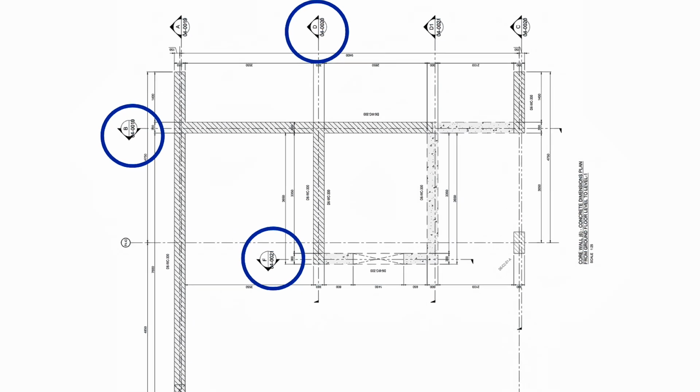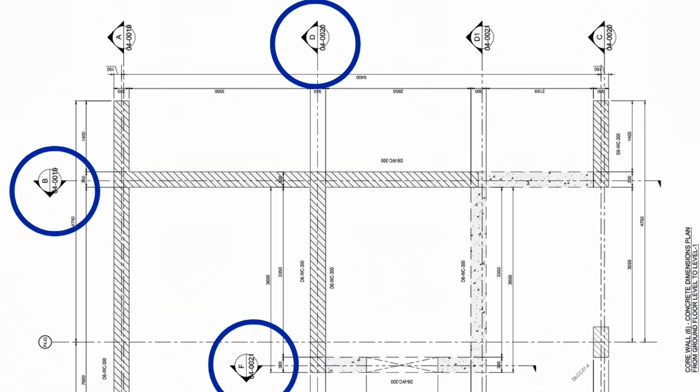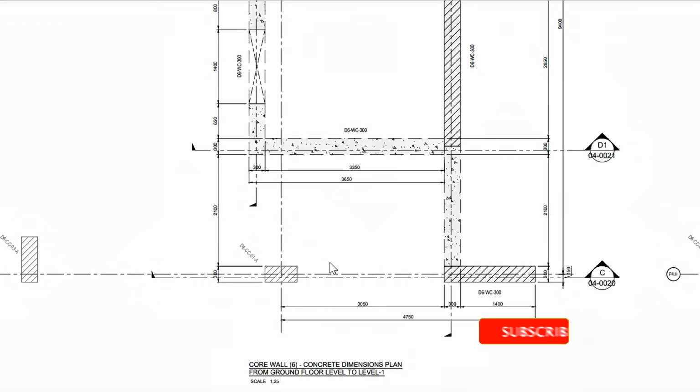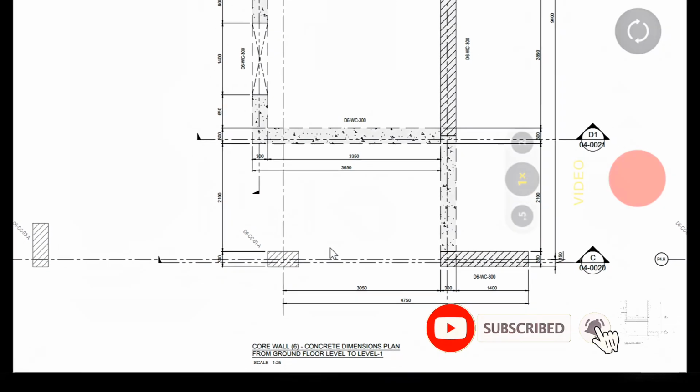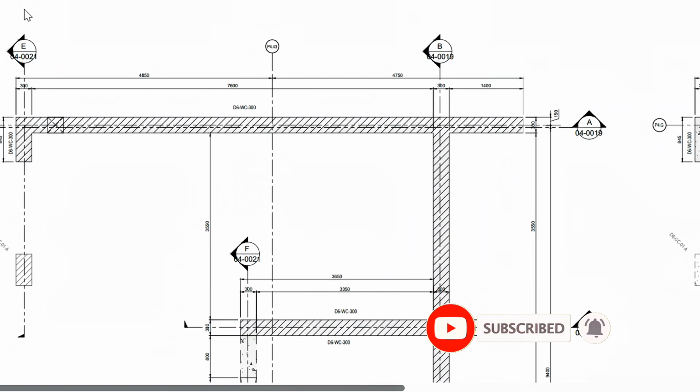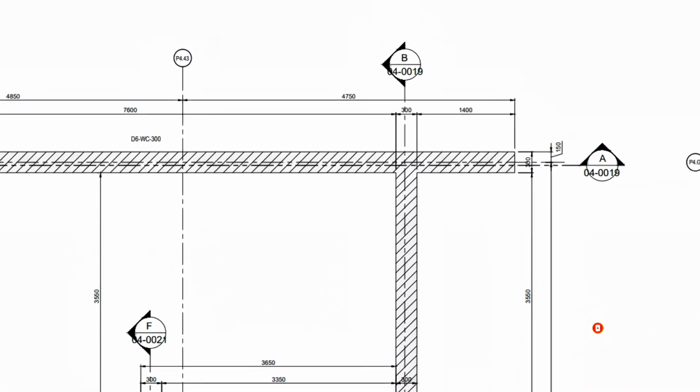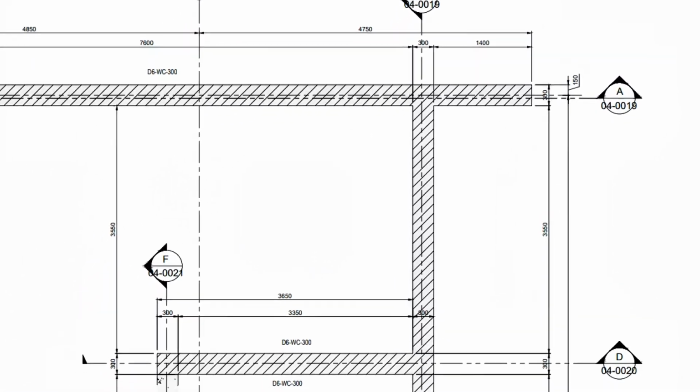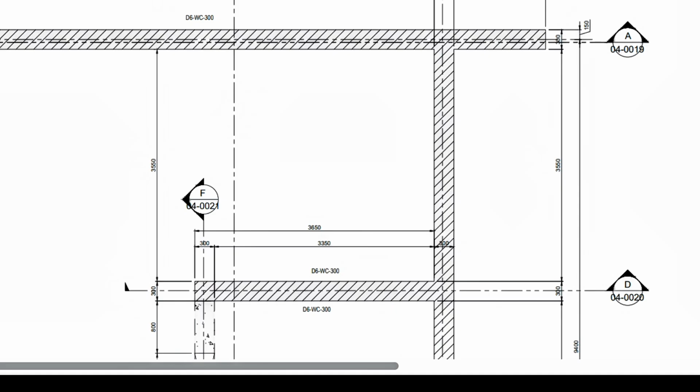It has been divided into different sections to avoid difficulties in reading the drawing. Core Wall 6 concrete dimensions in the plans from ground floor level to level 1 need to be read. First, I will check the section of Core Wall 6 and look at section AA to see how it appears. As you can see, this wall will cut from level 1 to level 2.